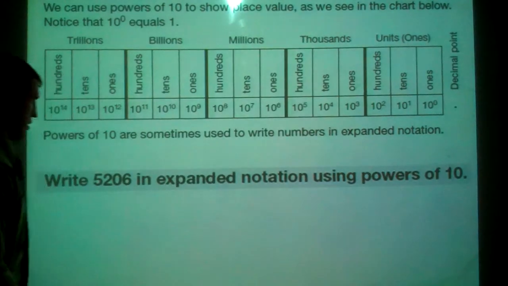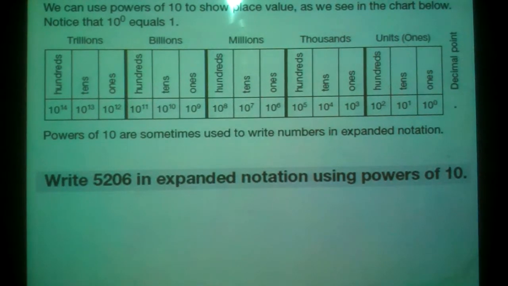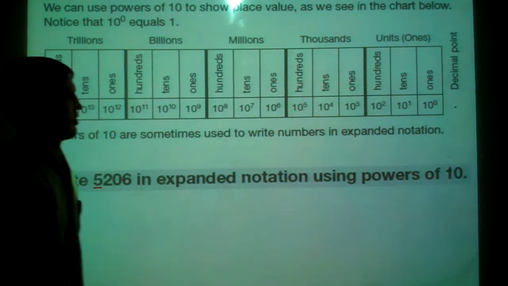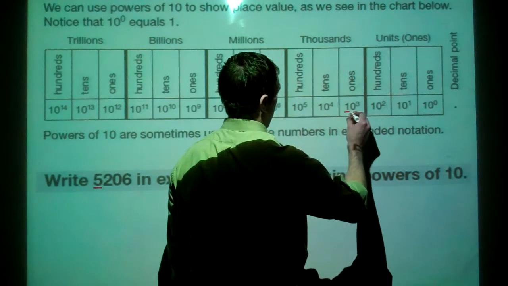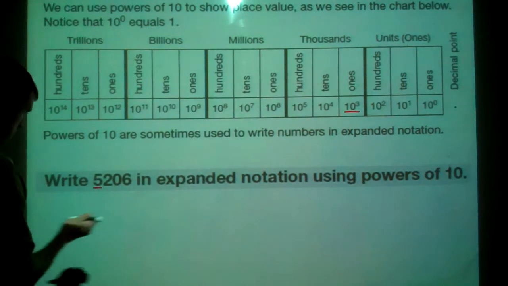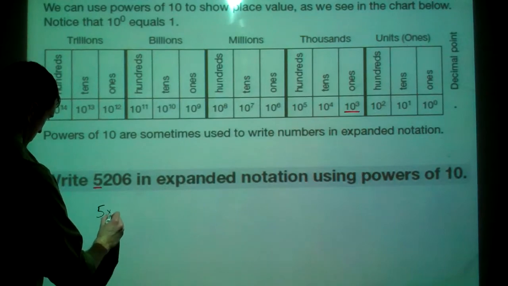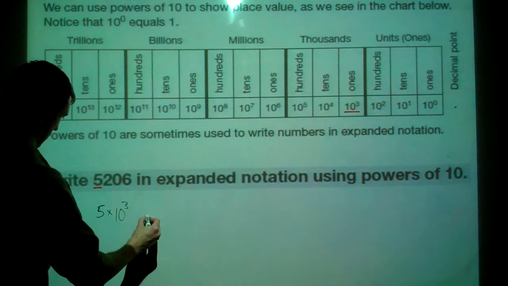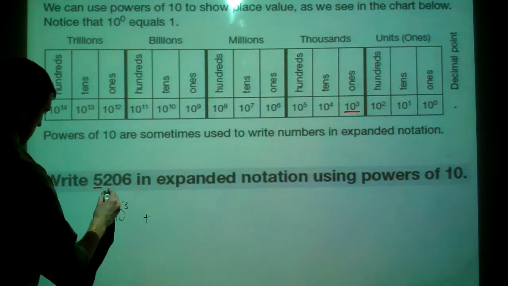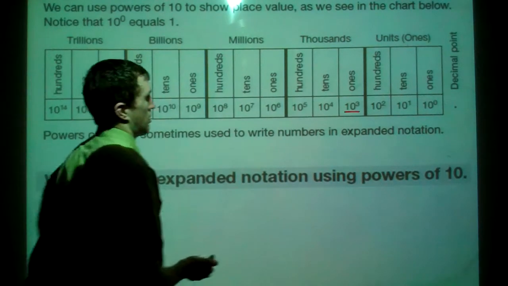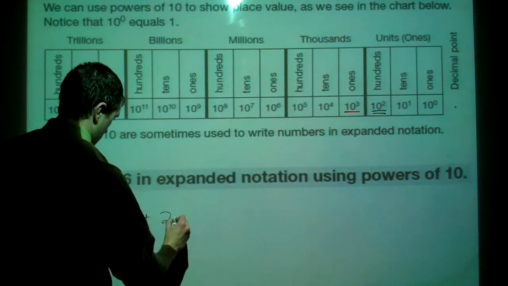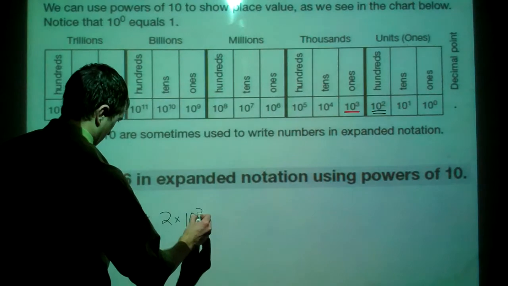Okay. So we look at what place value each number is in here. 5 is in the thousands place. So we're going to use 5 times 10 to the 3rd. And we're going to add 2, which is in the hundreds place. That's 2 times 10 to the second.